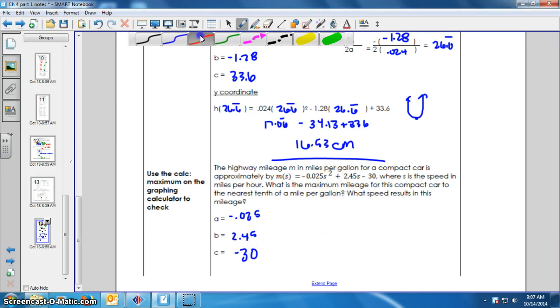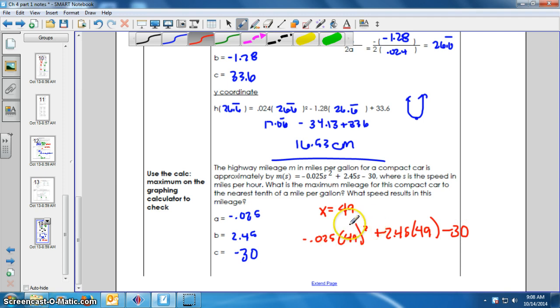All right, so let's check. We should have x equaling 49 when you do negative b over 2a. And then you're going to plug that back in. So negative 0.025 times 49 squared plus 2.45 times 49 minus 30.